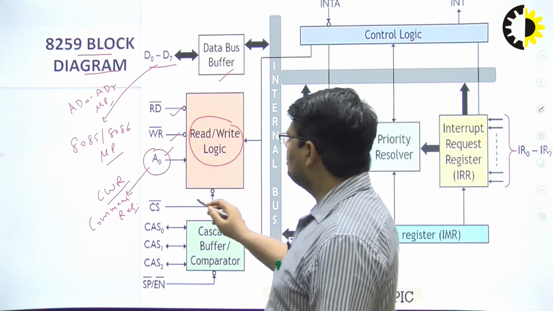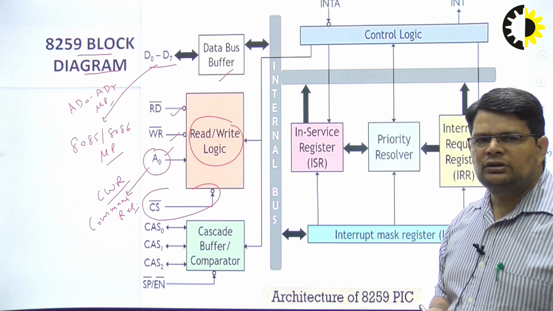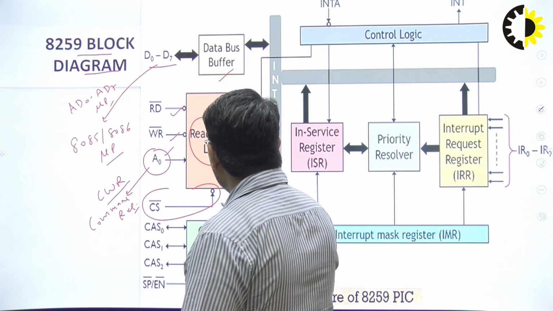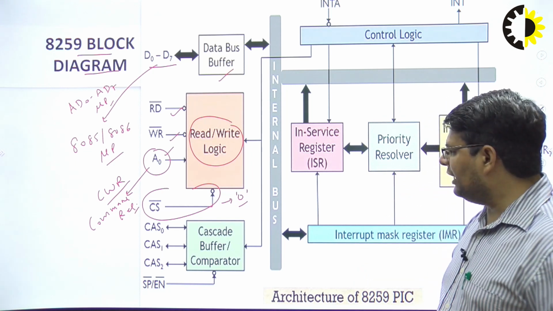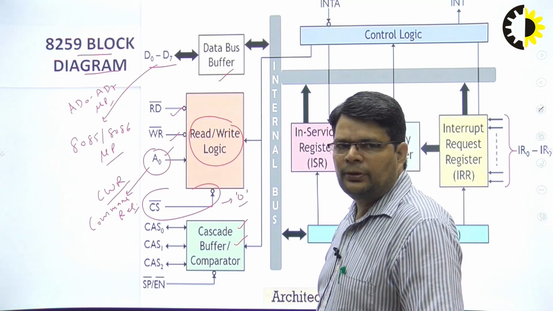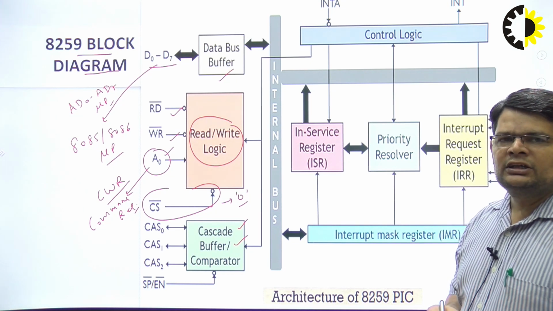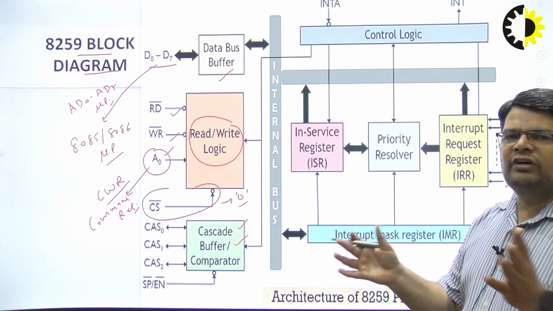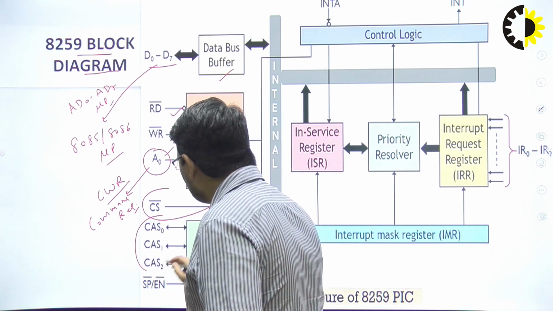Then this CS bar chip select pin is known as the enabling pin. To enable this IC for any operation, we have to apply logic 0 over this chip select pin. Then we have the cascade mode or the buffer mode. We have discussed that for increasing the interrupt handling capability, the IC 8259 can work in the cascade mode, where multiple 8259s are connected with each other. In that case, these cascade pins are used.